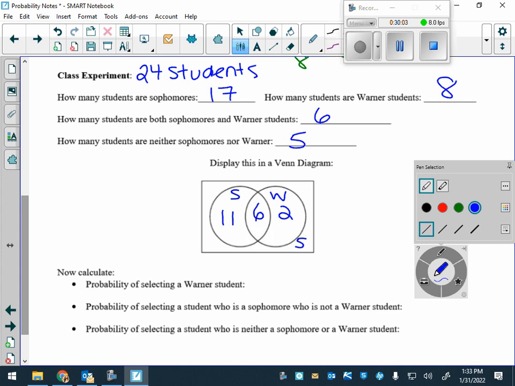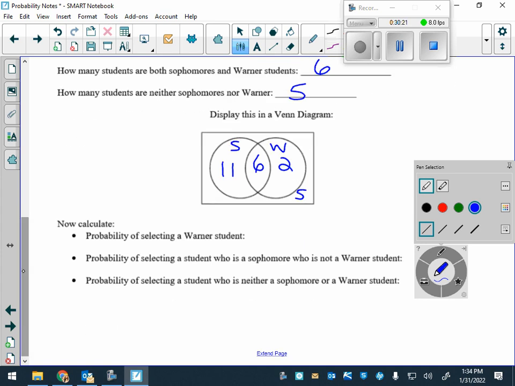What it does is, if we kept this as 17, it will double count. I would add an additional 6. So we have to subtract. Does that make sense? Okay. So if I wanted to know the probability, which has to be expressed as a fraction, decimal or percent, we're just going to keep it as a fraction. If we reduce it, we'll reduce it later.